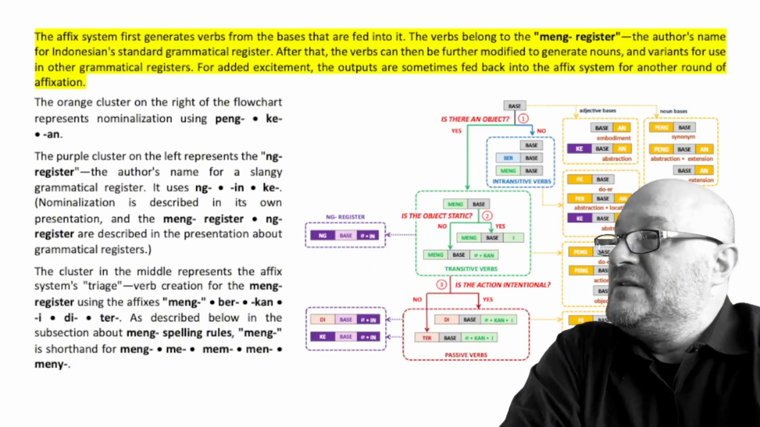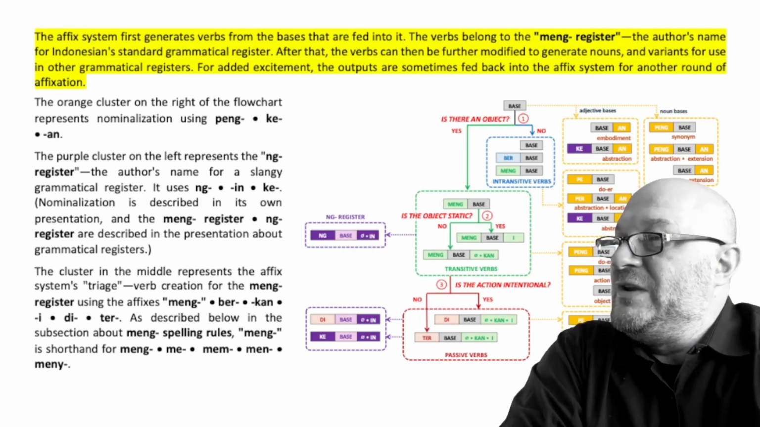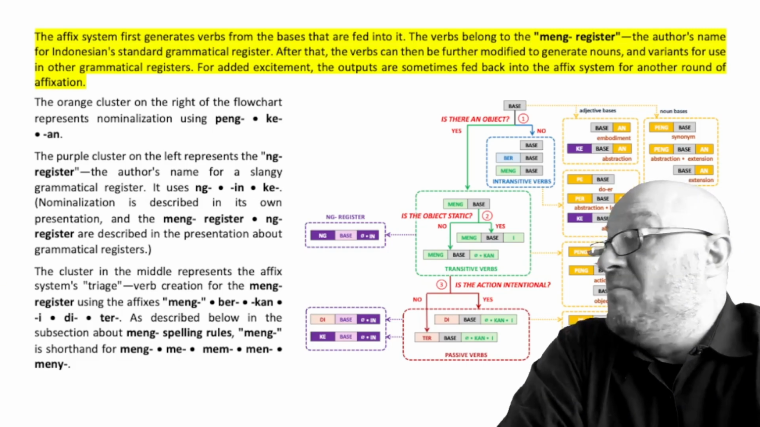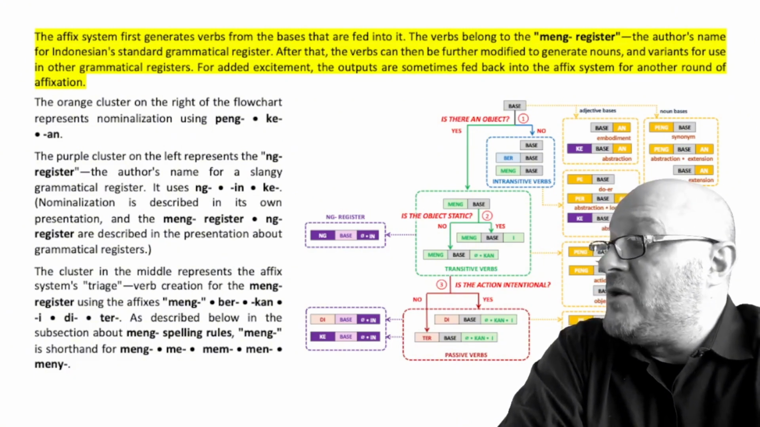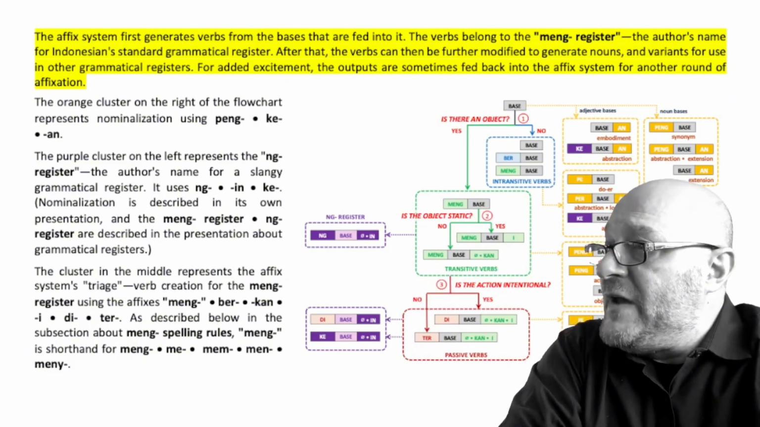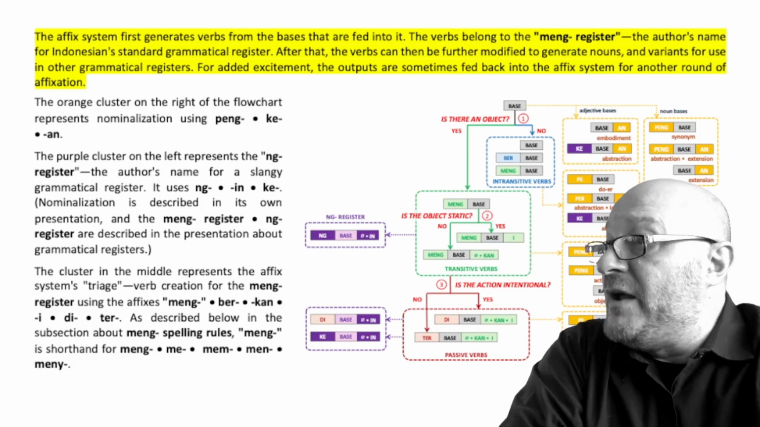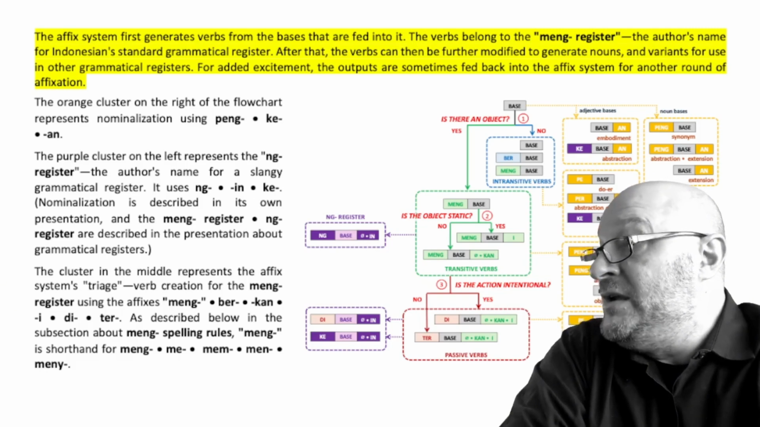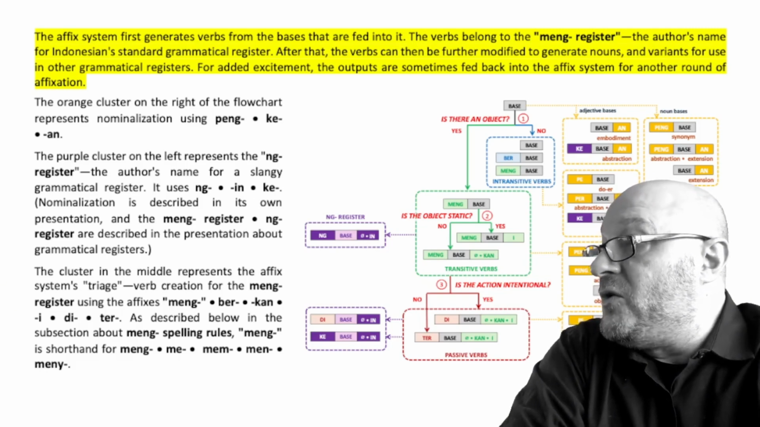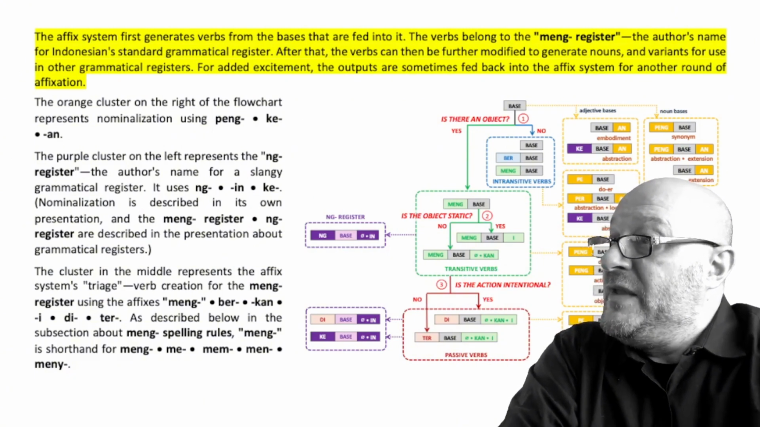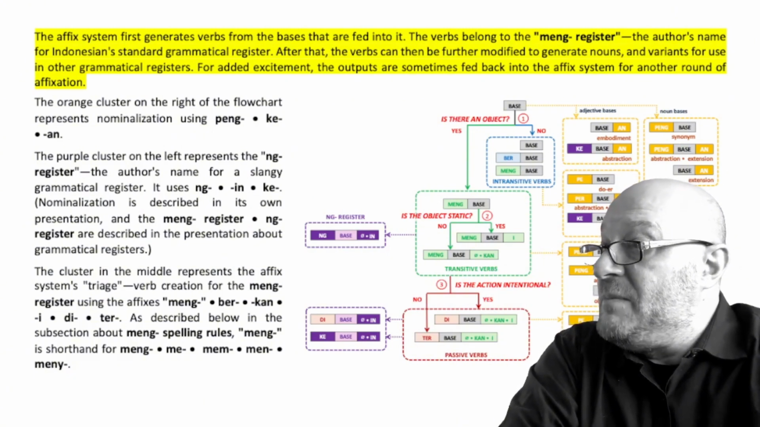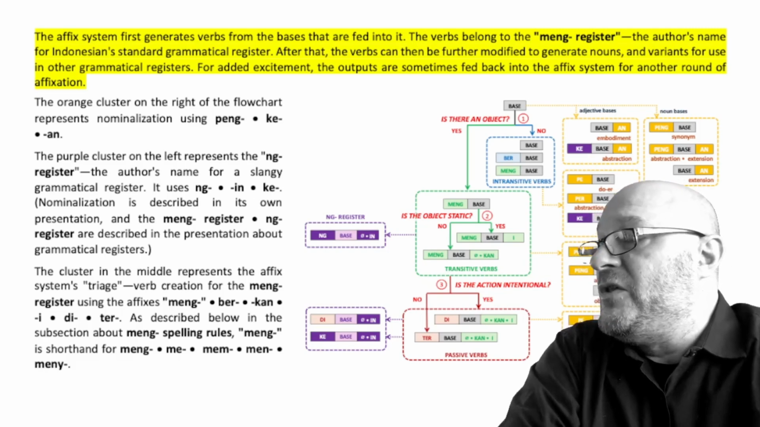The affix system first generates verbs from the bases that are fed into it. The verbs belong to the meng register, my name for Indonesian standard grammatical register. After that, the verbs can then be further modified to generate nouns and variants for use in other grammatical registers. For added excitement, the outputs are sometimes fed back into the affix system for another round of affixation.